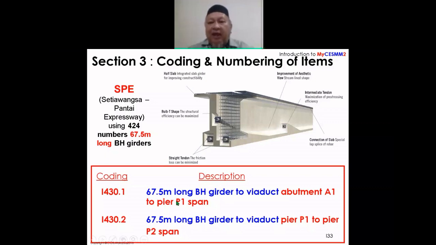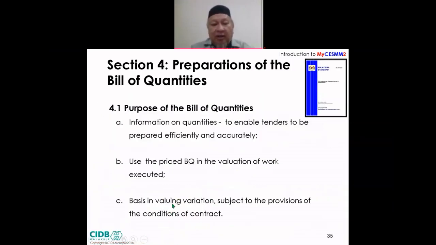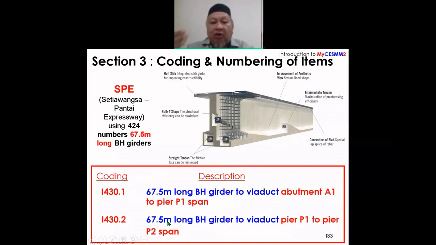Maybe the reason why you distinguish between the spans is, for example, the first span is easy to launch, so the beam can be much cheaper. Whereas the second beam may be launched over live traffic, maybe a road, or over a river, so probably you need to do additional work. For example, if launched over a river, probably you need a temporary bridge. Therefore, the second span is more expensive. So that's why you distinguish it. When you have the same item but need to distinguish, then you use dot one and dot two.